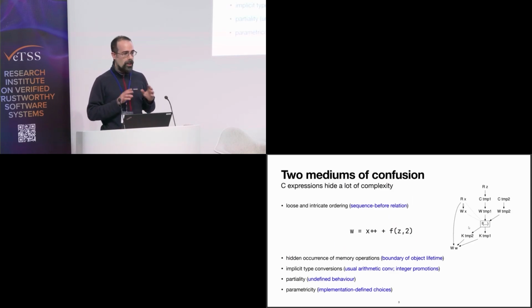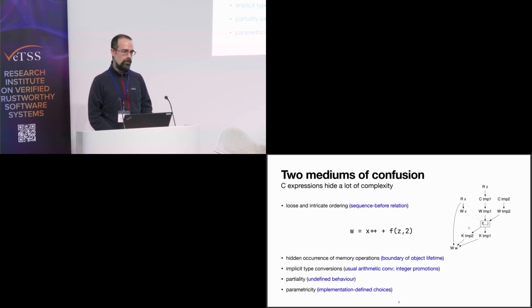There are two ways in which the language is confusing and leads to misunderstanding of what the semantics is. One aspect is the fact that, hidden by the C syntax, there is a lot of complexity. Expressions like the one in the center of the slide will have very complicated sequencing semantics. The graph on the right is summarizing the sequencing of this simple-looking expression. You have implicit memory accesses hidden everywhere, and the lifetime of objects can be quite complicated. You have implicit conversions between various integer types, which will have subtle semantic impact.